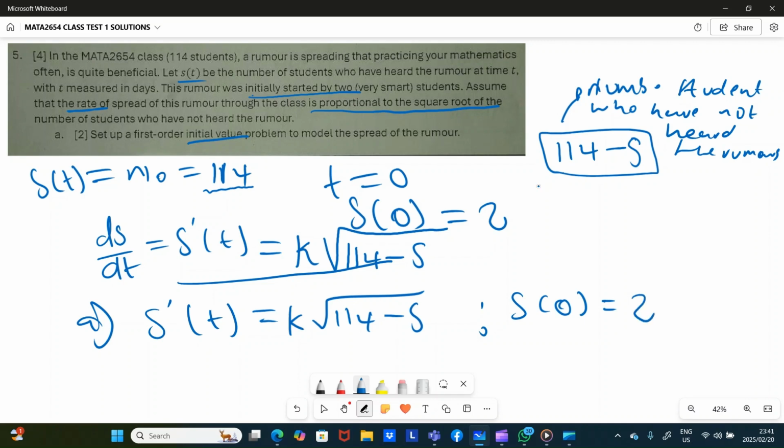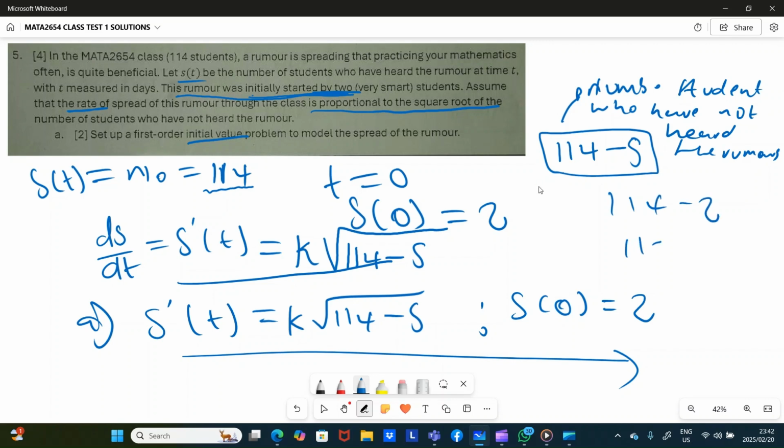So over time, most students are going to hear the rumor. Yeah, just like that. So this is the solution to this question. Most people were getting confused with the part where they say number of students. This rumor was initially started by two very smart learners. So people were saying 114 minus 2, then they get 112, then they go on and subtract s and say that this is the number of students who have not had the rumor, and this is wrong. This is not the correct approach.